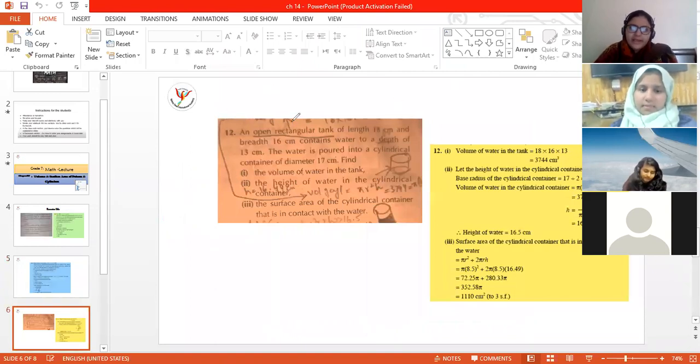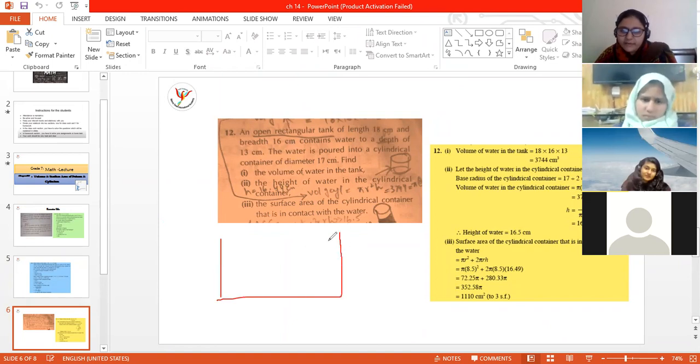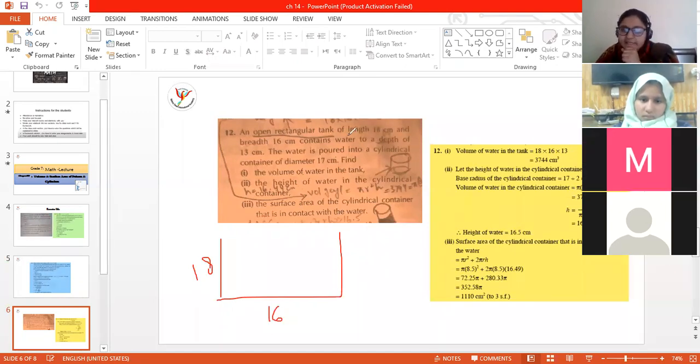Question number 12. An open rectangular tank of length 18 centimeter and breadth 16 centimeter contains water to a depth of 13 centimeter. But if this is a rectangular tank and it is open, this is an open 3D rectangular tank with a length 18, 16, and what will be the height? We don't even know the height. He is saying contains water to a depth of 13 centimeter. But if I am saying that the water has a depth of 13 centimeter, then what will be the height?